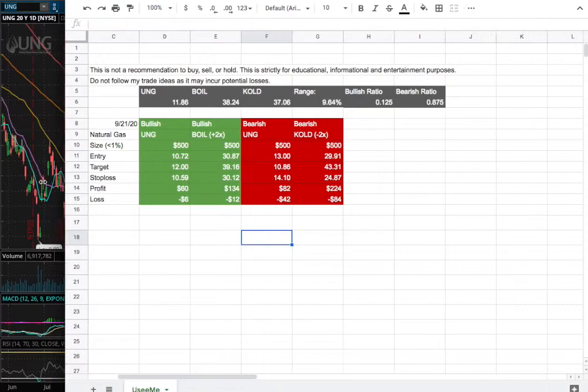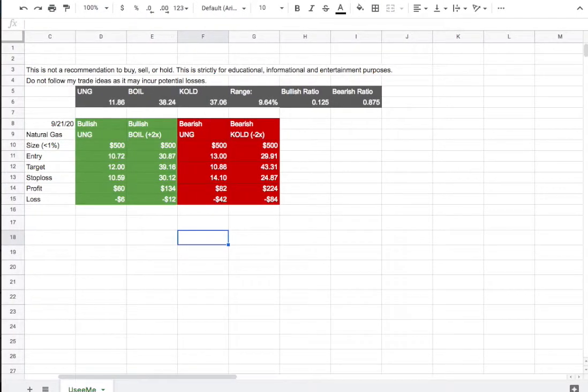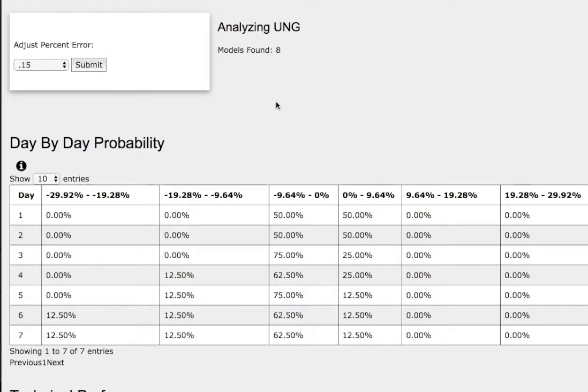So how did I develop these trade ideas? It all comes from the day-by-day probability model, which is available in the link below, so do check it out. As we progress to the 5th day or week of trading, we have a 13% chance for natural gas to climb higher between 0 to 9.6%, and to the downside we have a 75% chance for it to fall between 0 to negative 9.6%. And on the extreme down case, we have a 13% chance for it to fall between negative 9.6% to negative 19%.